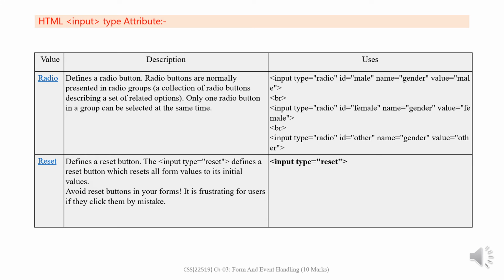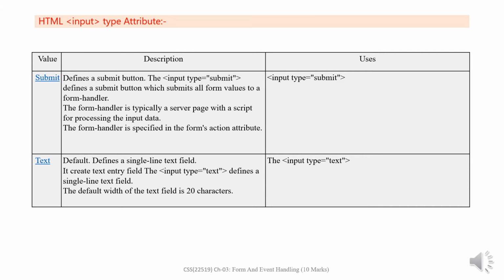Then the next input tag attribute is submit. It defines submit buttons. Input type equal to submit defines a submit button which submits all the values to a form handler. The form handler is typically a server page with a script for processing the input data. The form handler is specified in the form's action attribute, and it will be used as input type equal to submit. This button is used to submit the values which are entered by the user.